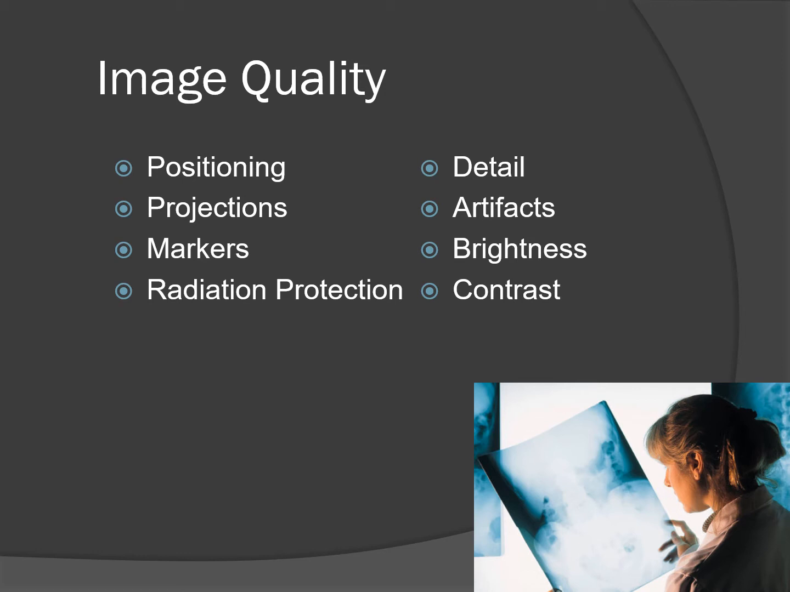Also on your images, you want to look for the markers. Your technologists should use markers to mark the right and the left on the patient. Additionally, those markers usually have the technologist's initials as well, so you can see who performed the exam. Also, we are concerned with radiation protection, so we want to make sure that we collimate the beam whenever possible. Detail, we want to make sure that it is nice and crisp. There are no artifacts such as clothes or different types of accessories the patient may have on that are detracting from the anatomy. We also want to make sure that the brightness and the contrast of the image are appropriate so that it is diagnostic.